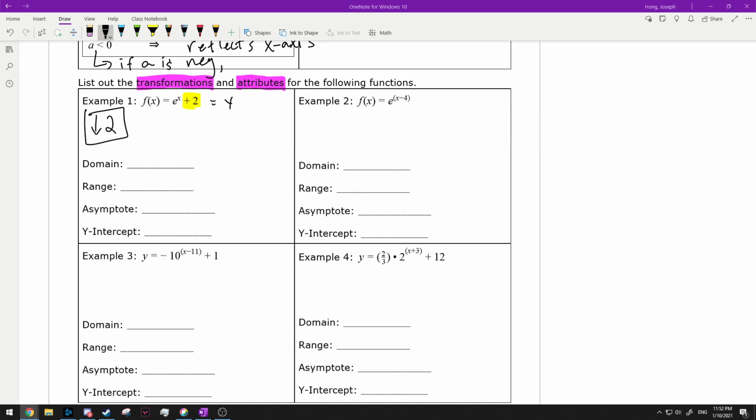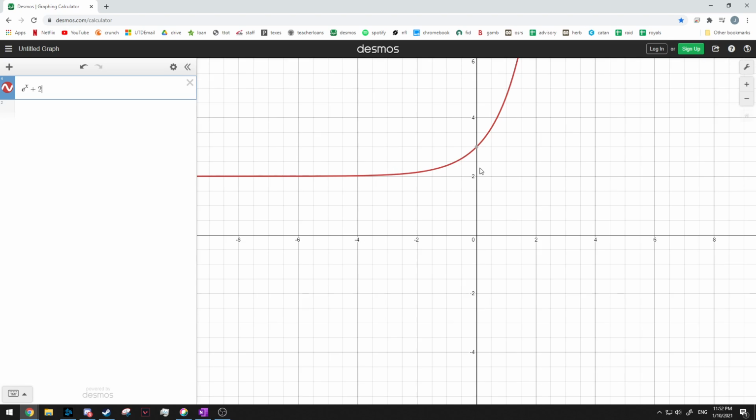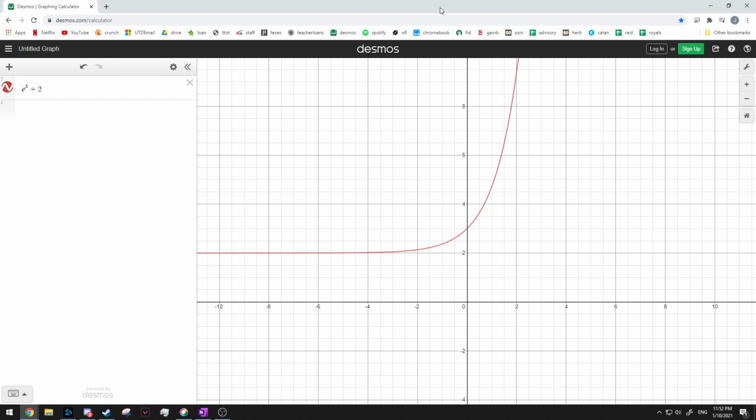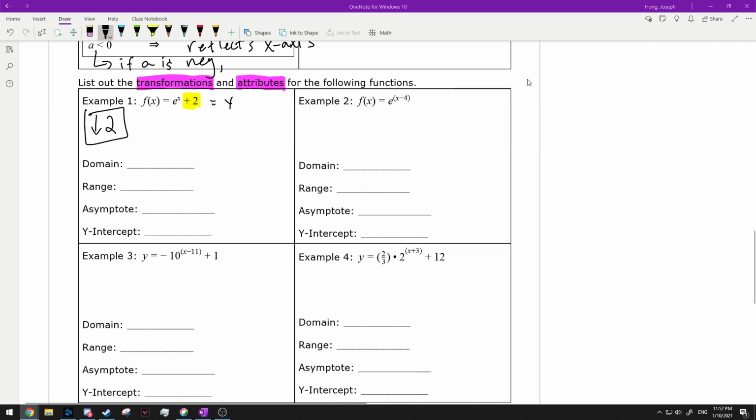So if I graph this on Desmos, even though you shouldn't be using Desmos, let's just give an example. E to the power of x plus 2. The graph looks like this. And really, the graph just shifts up. So my domain, because I shifted up and down, doesn't change. So this is all real numbers, which is negative infinity to infinity. But my range does change though.